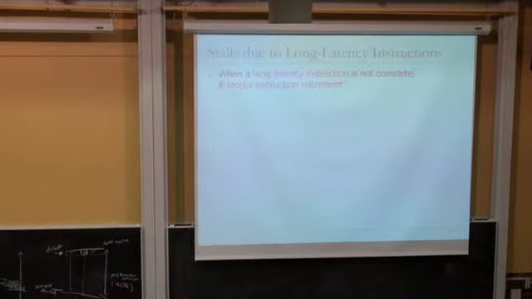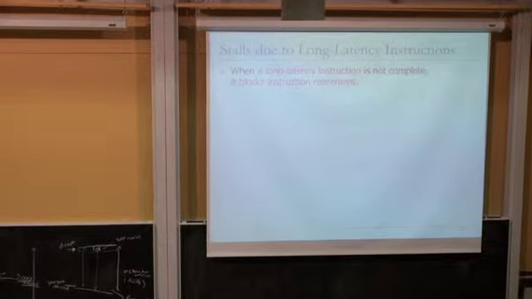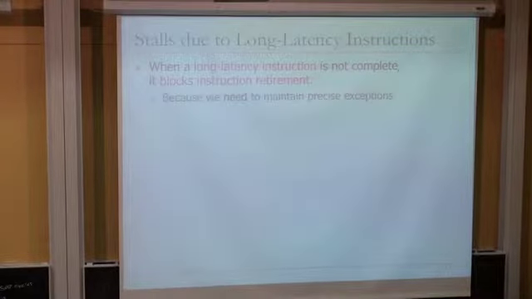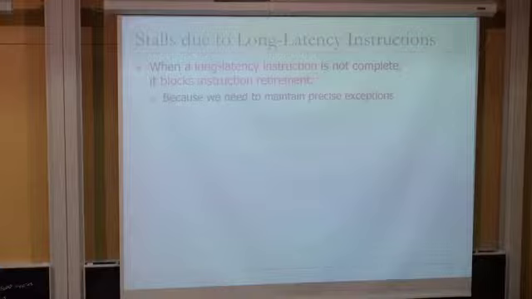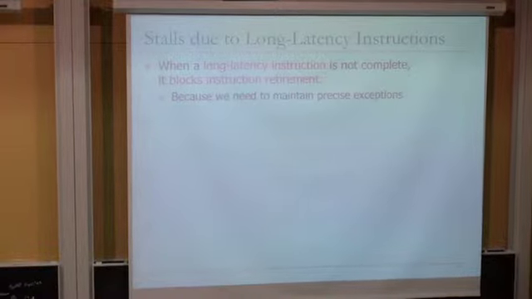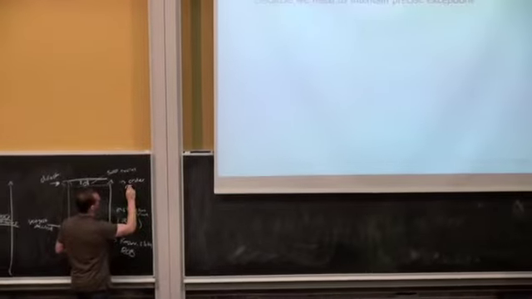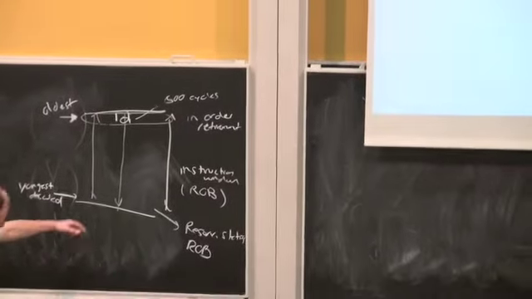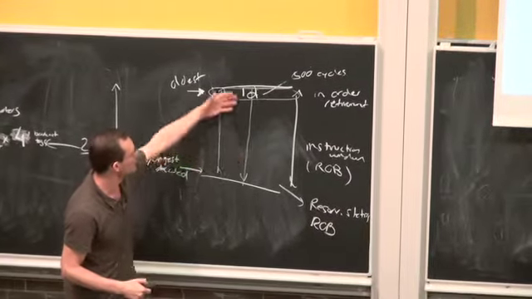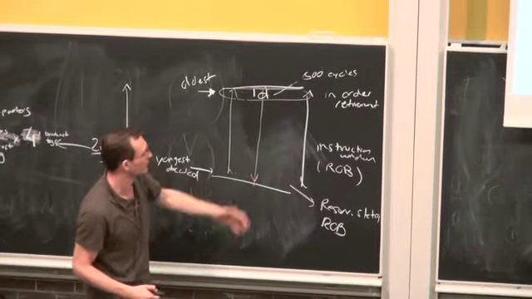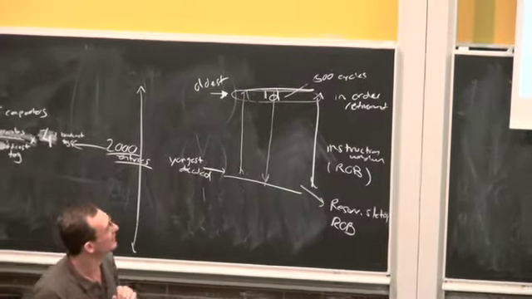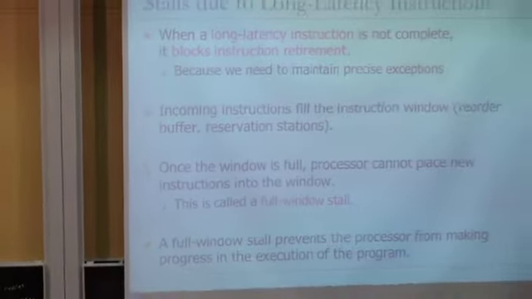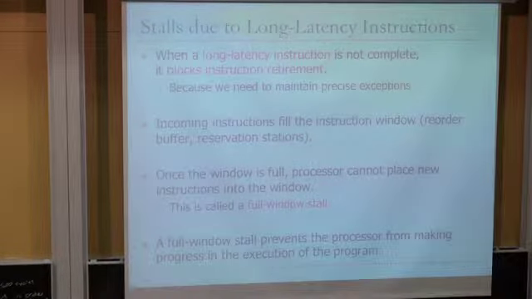Why doesn't it tolerate latency? Because I've covered this, but I'll walk you through the slides also. When a long latency instruction, this load, is not complete, it blocks retirement because we need to maintain precise exceptions, which means we need to do in-order retirement. That's why we cannot continue. Which means that incoming instructions fill the window, and at some point your window becomes full. You cannot retire this. Your window is full. You cannot insert new instructions into your machine. And this is called a full window stall. And a full window stall prevents the processor from making progress in the execution of the program.